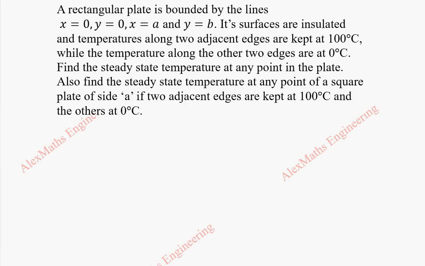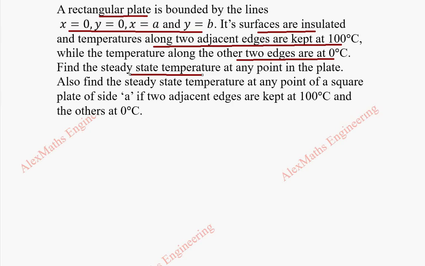In this video, they have given a rectangular plate which is bounded by these lines, and its surfaces are insulated. The temperature along two adjacent sides is kept at 100 degrees centigrade and the other two edges are kept at 0 degrees centigrade, and we have to find the steady state temperature at any point in the plate. This is the first part. Also, we have to find the temperature at any point of the square plate of side a if the adjacent sides are kept at 100 degrees centigrade and the others are kept at 0 degrees centigrade. Let's take a small diagram.